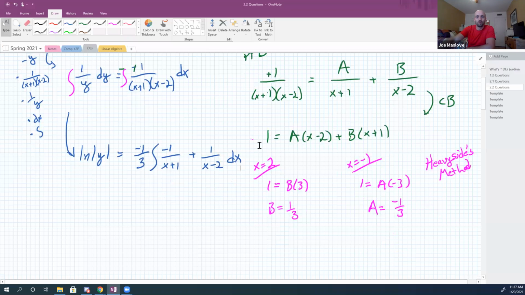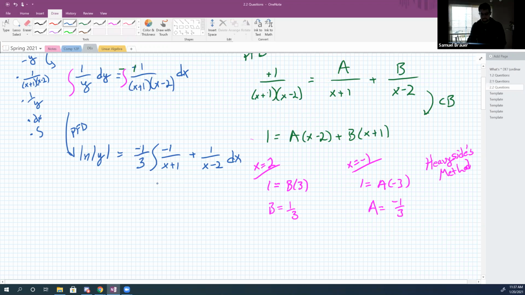You guys all on board with that process? Okay, so this was basically the partial fractions decomposition step. Now my next thing is that I have to integrate those things. How do you integrate those? Carefully. Good man. Carefully. With some u substitution, maybe?